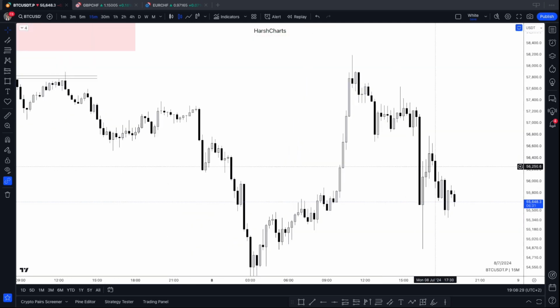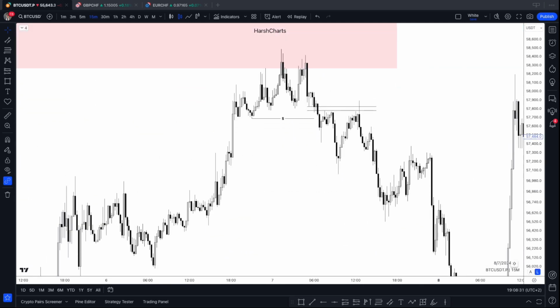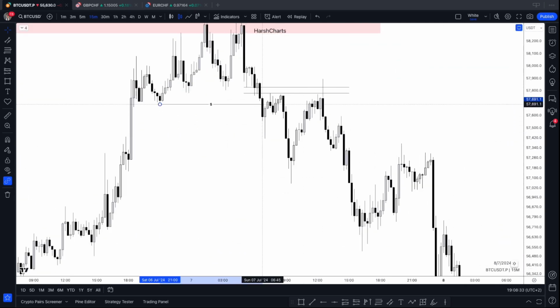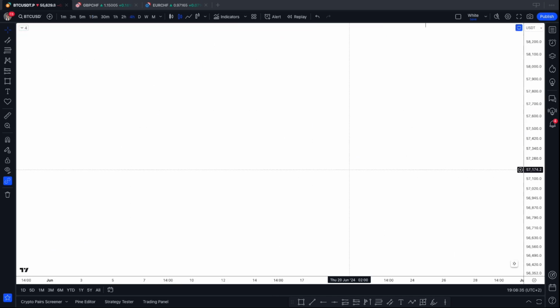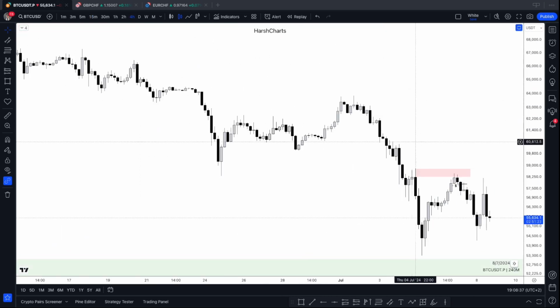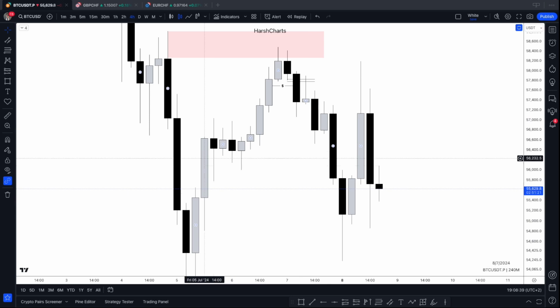So on the M15, we have a structure shift. Not just the structure shift, you need a target as well. You need a draw on liquidity, or liquidity to target. This was the H4 fair value gap, which I was interested in taking as a profit. So I have the ERL, and this is the IRL, the internal range liquidity, the internal liquidity.